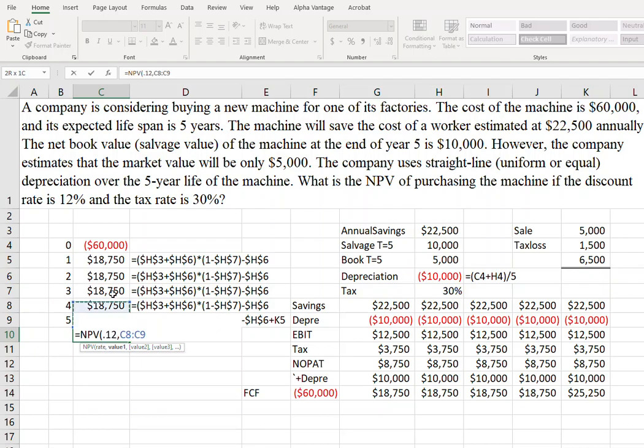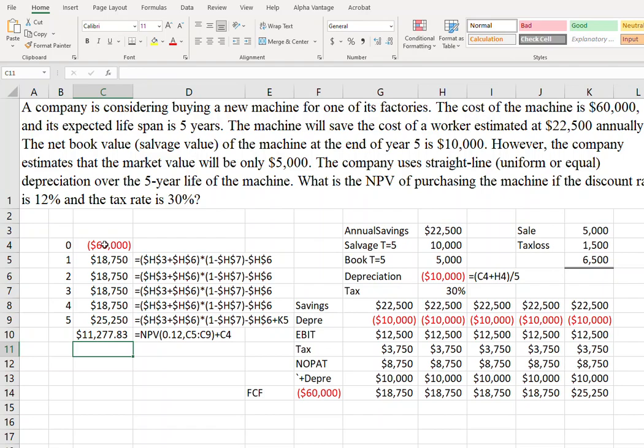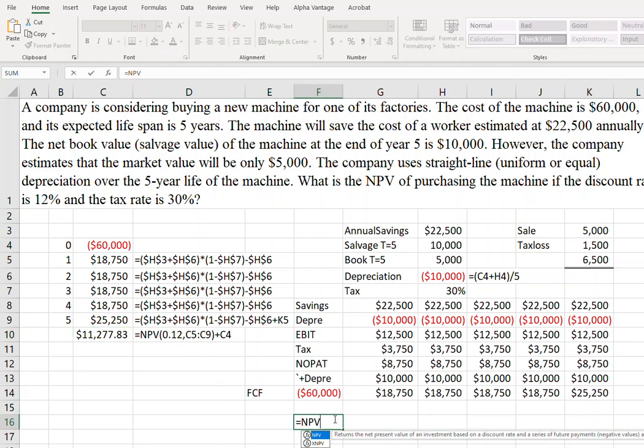We will then get our values from years 1 through 5, and then we're going to add back in our times 0 value. And so you can see that our NPV is $11,277.83. We can do the same here by just calculating the same NPV.